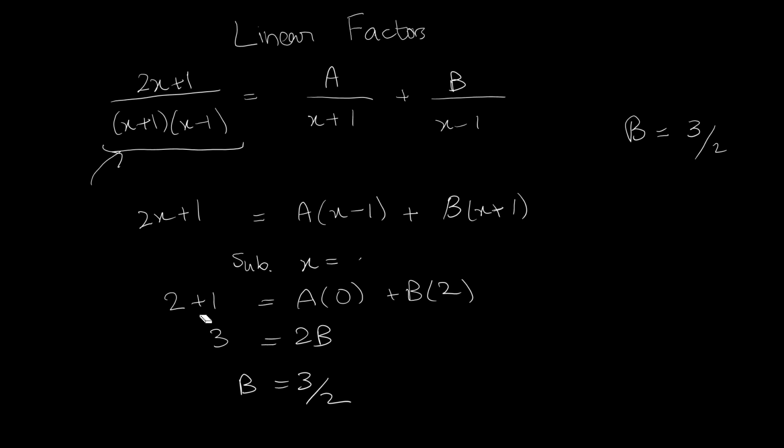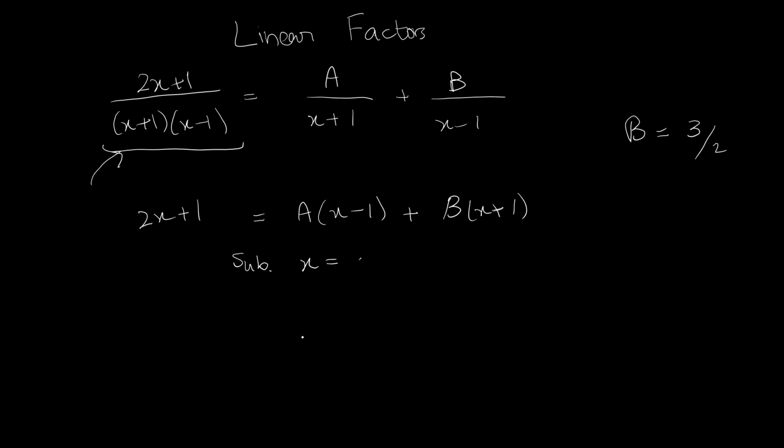Alright, now for the next one, to find A, we need to eliminate B, and we'll take x plus 1 equal to 0 and we'll substitute x equals -1. B will be eliminated and A would be equal to 1/2.